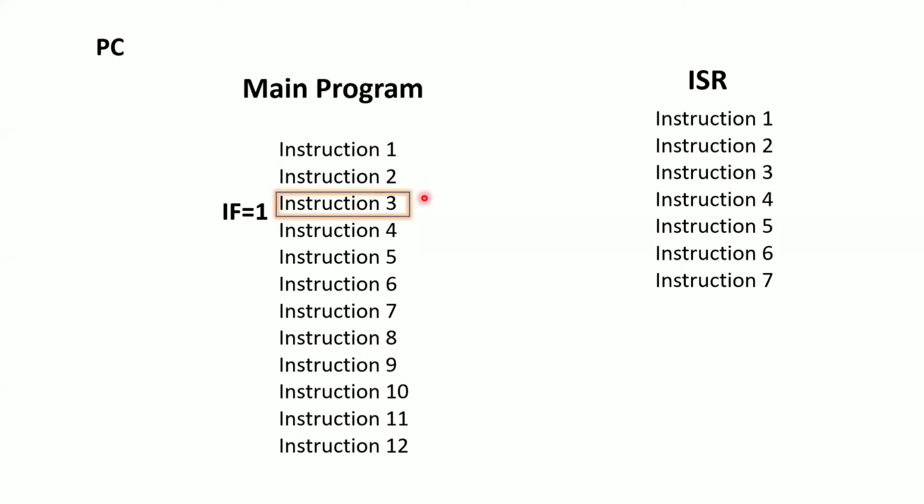Now here in this example, during instruction 3, the interrupt has occurred. That means the interrupt flag becomes 1. Now tell me, what will be the contents of your PC?